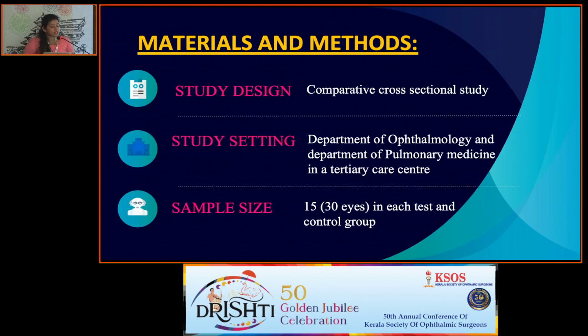Materials and method. The study design was a comparative cross-sectional study. The study setting was the Department of Ophthalmology and the Department of Pulmonary Medicine in a tertiary care center, and the sample size was 15 in each test and control group.